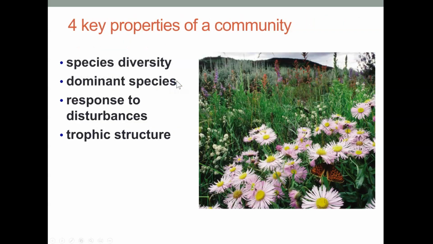Okay. So what are these four key properties? When we're defining a community and we're trying to look at a particular geographic region and we want to define that region by its community, what are the four things that we're going to look at? We're going to talk, of course, about when we count up all the species, how diverse that community is, how many different kinds of animals, and organisms, not just animals, how many different kinds of organisms coexist within that particular community, what is the dominant species, and how do they respond to disturbances.